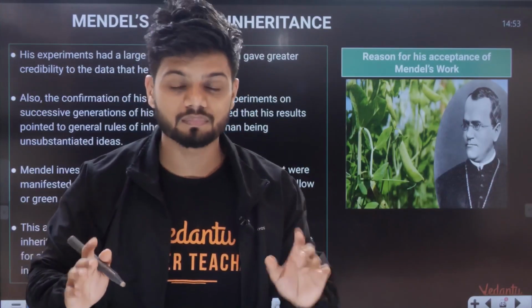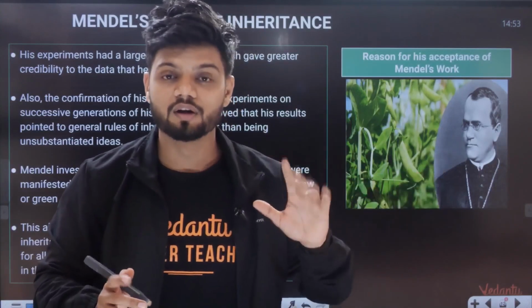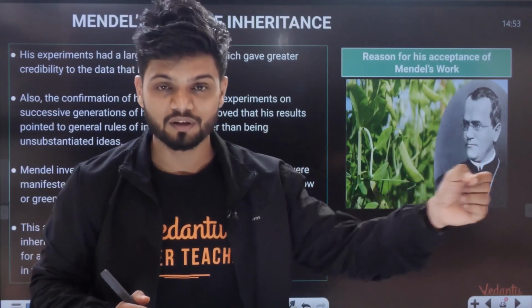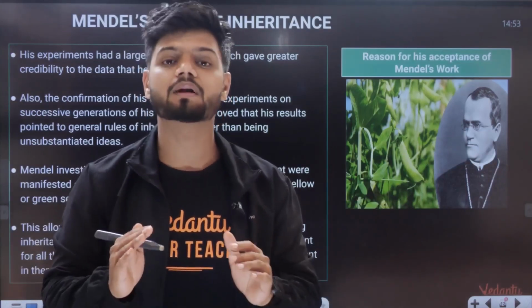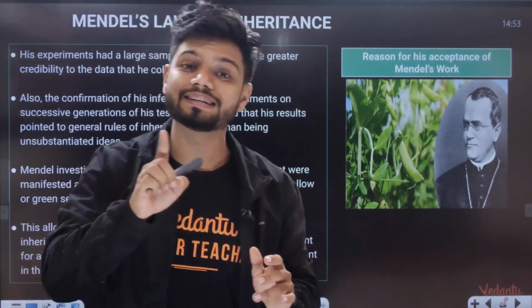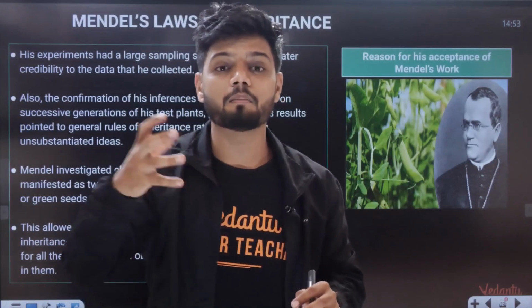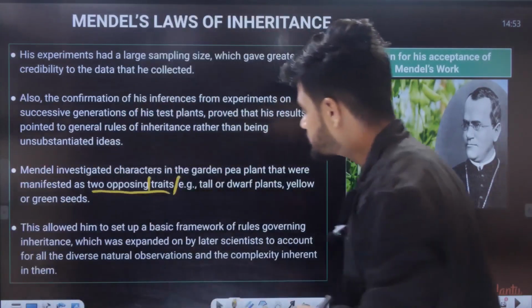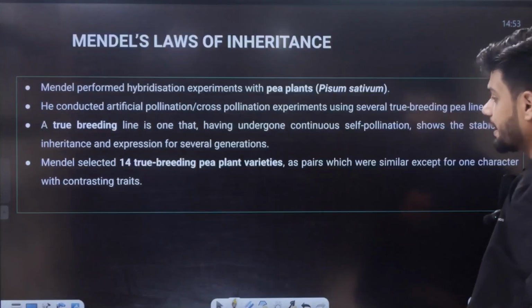Color of the flower, that is a character. But now I'm not telling which color. When I mention the type of color, that becomes a trait. So color of a flower, like height, becomes a character. Red color, purple color, pink color, that becomes a trait. So trait is always in multiples. Trait is a multiple phenotypic expression of a character. Now, this allowed him to set up a basic framework of rules governing inheritance.